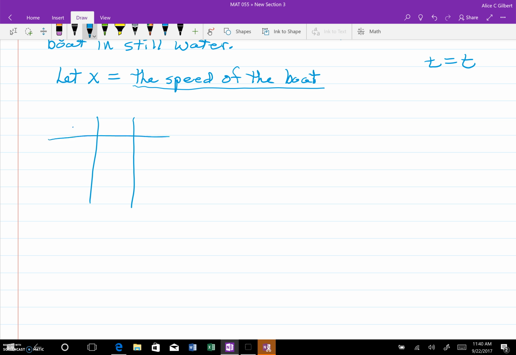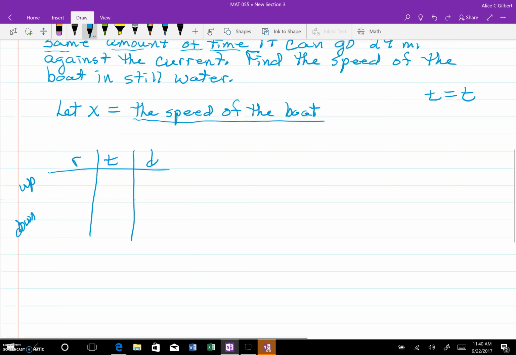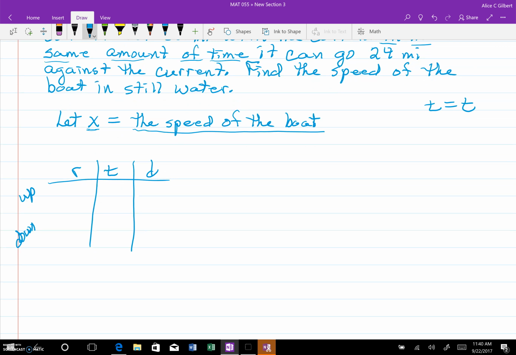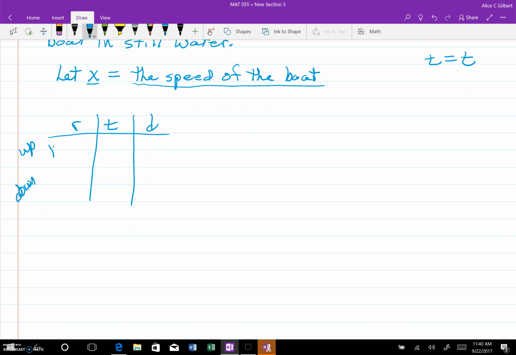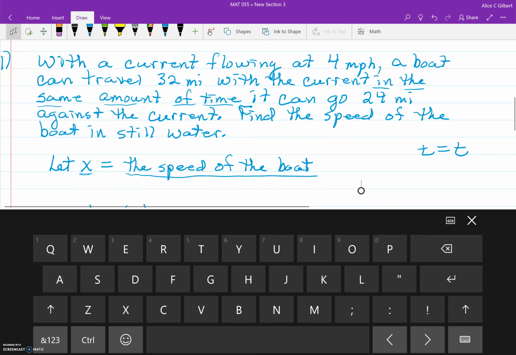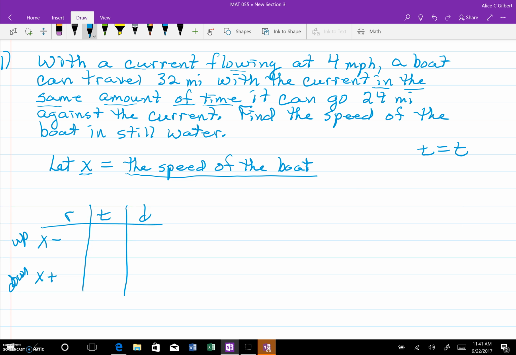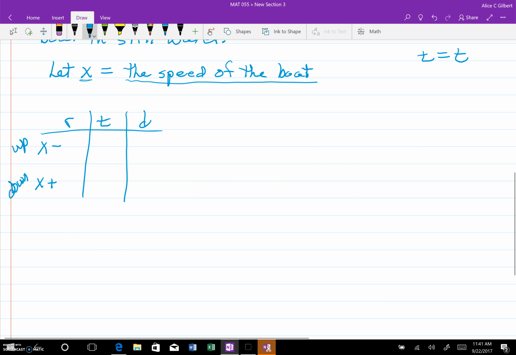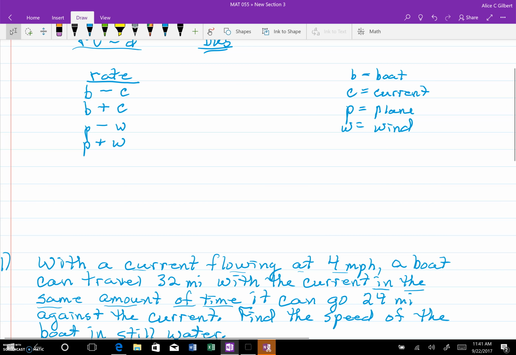Okay, so now we're going to set up our table. We've got rate, time, distance. We've got upstream, which is against the current, and downstream, which is with the current. I know that my X is the speed of the boat, so that has to come first. That's the boat. And then upstream is minus and downstream is plus. Well, let's go back and see. The current is flowing at 4 miles per hour, so the current is what comes second. Remember? Boat minus current, boat plus current.